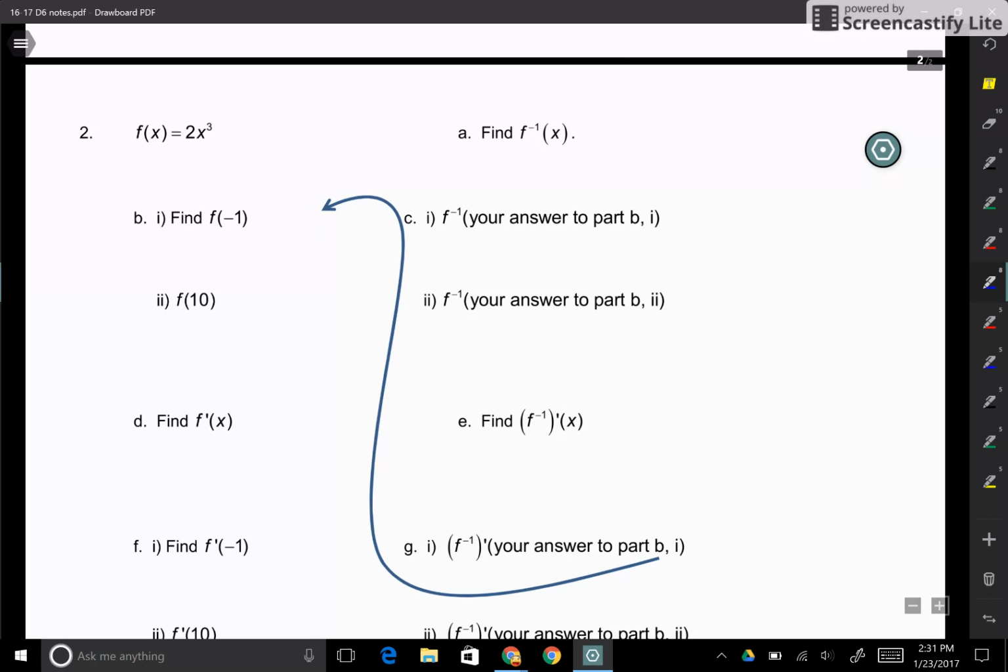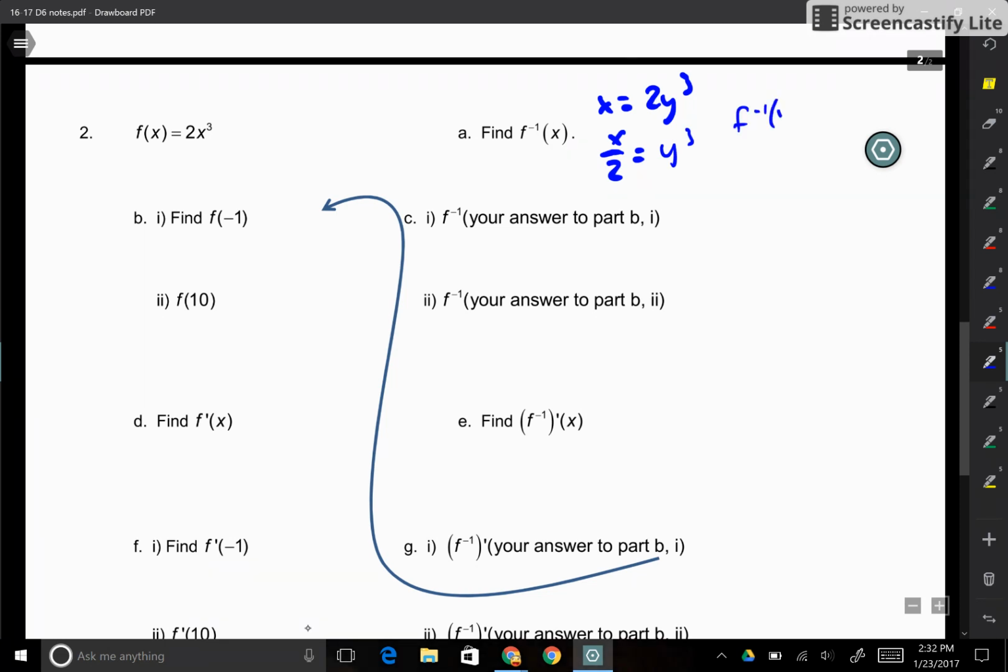So let's start. We've got f of x. For f inverse of x, we're going to swap our variables. x is equal to 2y cubed. So x over 2 would be equal to y cubed. That would mean that my f inverse of x would be the cube root of x over 2. And that's a one-to-one function already, so we don't have to worry about one-to-ones or domains and things like that. So there's my inverse.